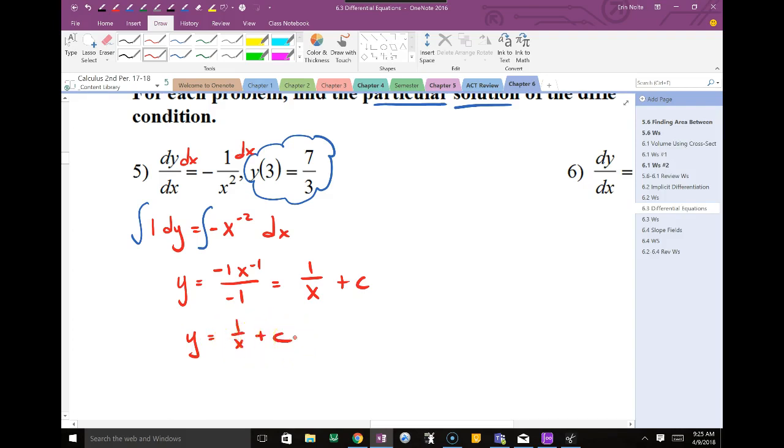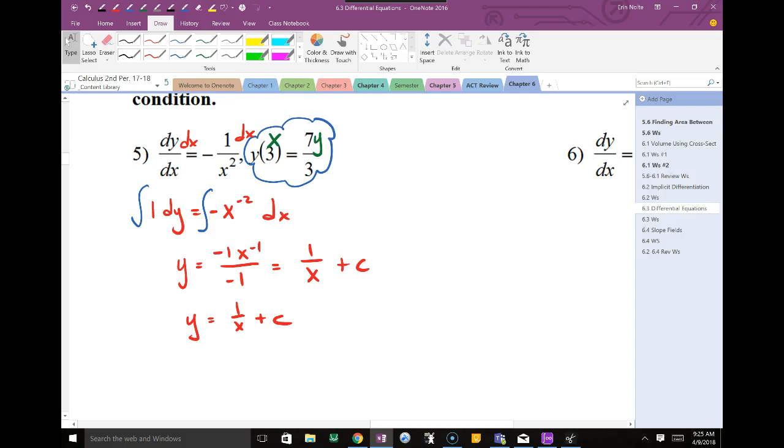So now what I'm going to do is take the ordered pair that is given to me, which, by the way, which one is my x and which one is my y? Your y is 7/3. Good. So my x is going to be 3 and my y is 7/3. All I'm going to do is plug those in now and I can solve for the c and then rewrite my exact solution.